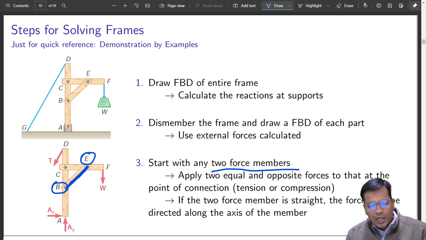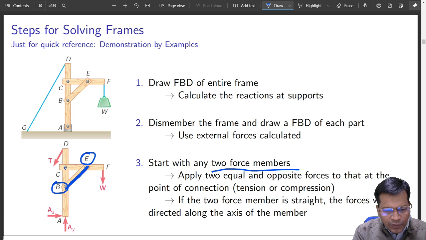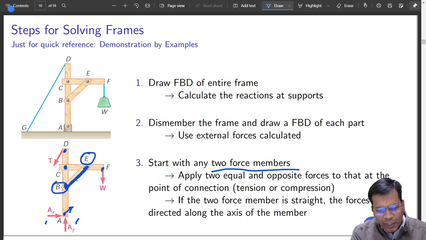So other members have 1, 2, and 3 forces. This one also has 1, 2, 3, and 4 forces. Forces here, I mean, it is a combination of AX and AY, so effectively it is just A. So it has multiple forces. Other than link EB, all have multiple.